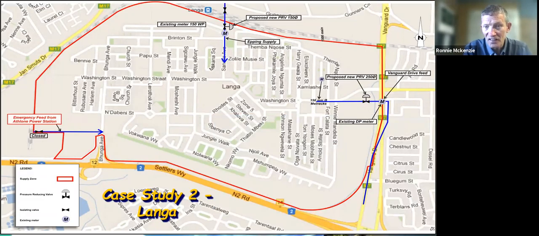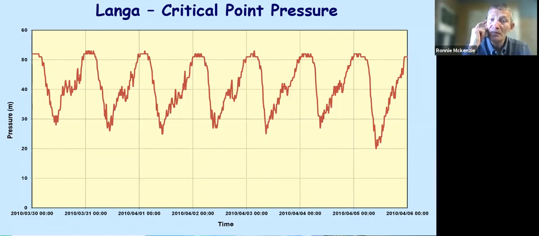In this case, this is an adjacent zone, so it's in the same area. This was the critical point pressure at Langer. You can see here that there's a variation at the critical point of about 20 to 25 meters. So we've got a big variation at the critical point.